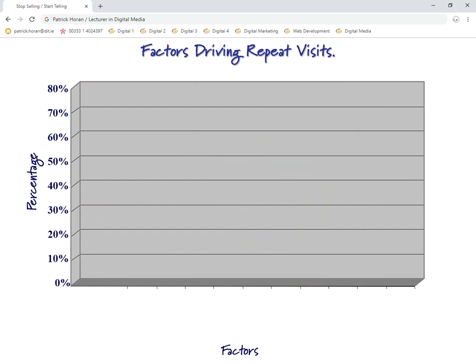So just a quick question here before we get going: the factors driving repeat visits. If I ask any of you why you revisit the same website or use the same social media channels, you have to ask yourself why you use it. It'd be good if you pause the video right now and jot down a few ideas. What brings you back to the same website or to the same channel? Why do you keep going back? Are there reasons for it? Because this is very important for us to figure out.